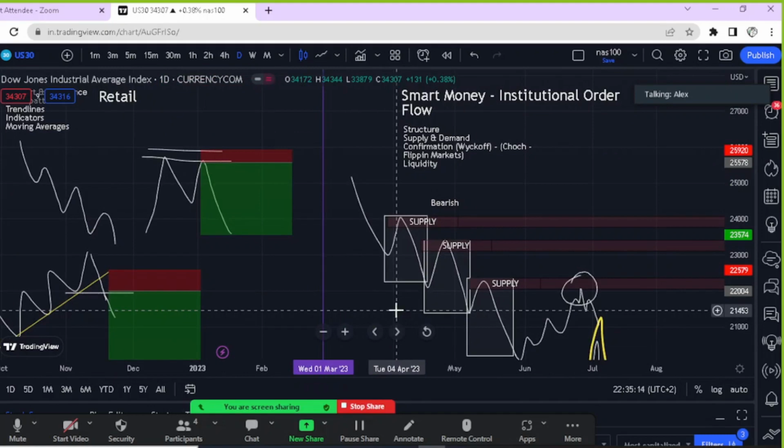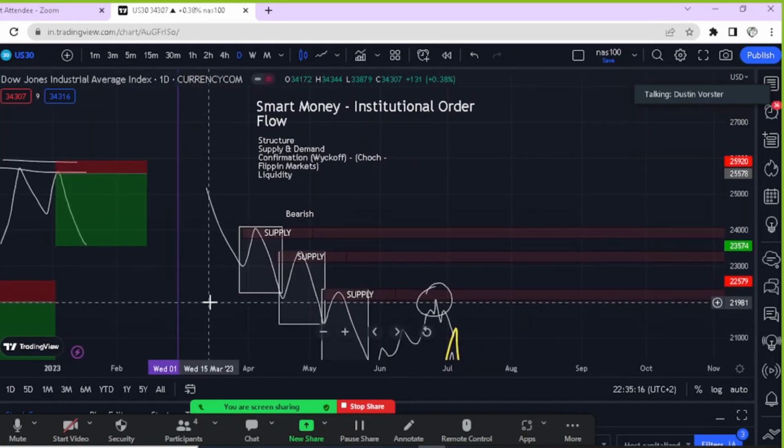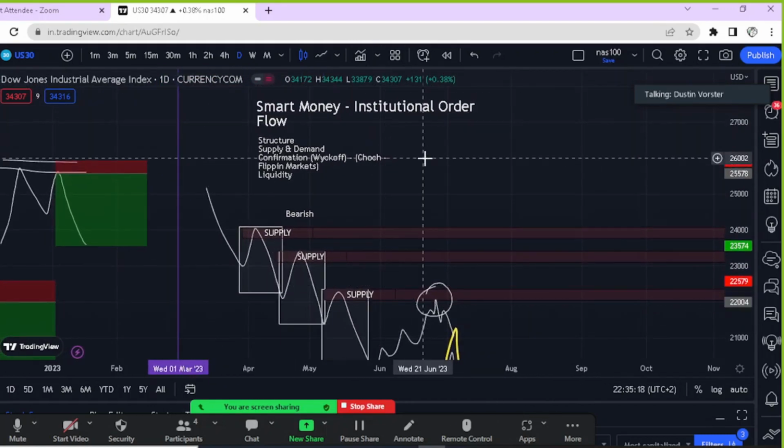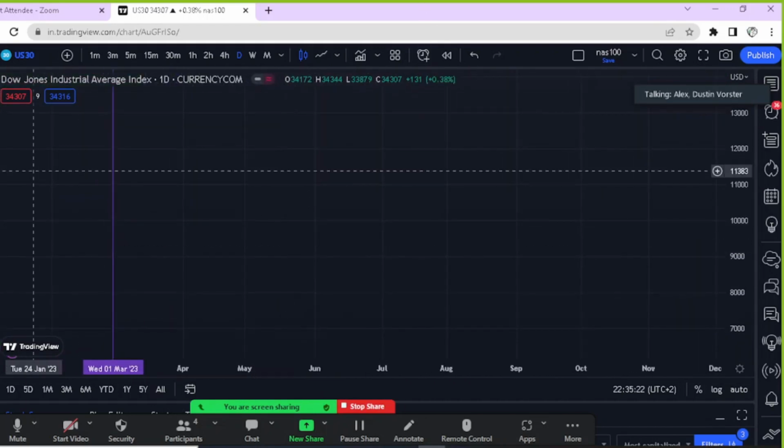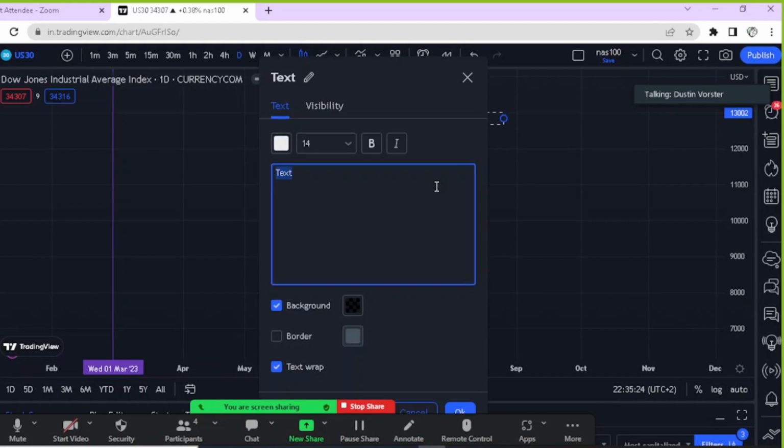Cool. Okay, now what I want to do is split the smart money into Forex and indices, SMC, and I will split it.